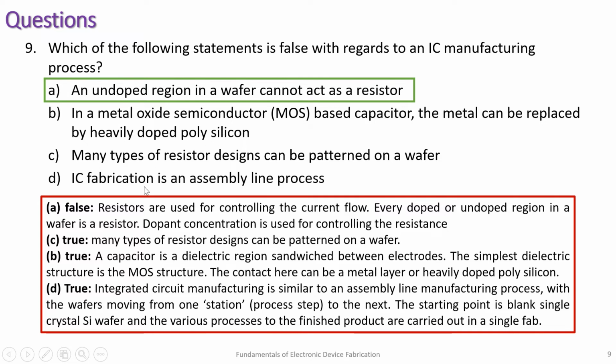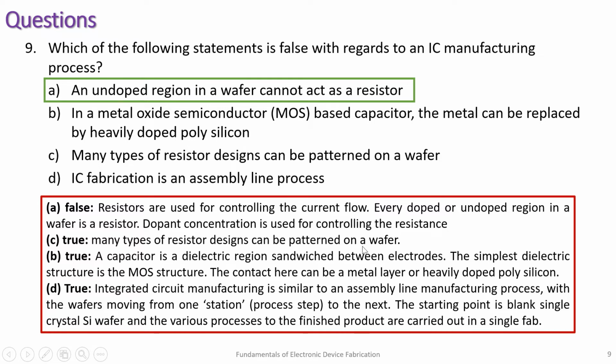So next is, IC fabrication is an assembly line process. Yes, one after the other in a sequential manner, the wafer will move from station to station, and finally we will get the complete IC. So integrated circuit manufacturing is similar to an assembly line manufacturing process. Wafers move from one station to the next. The starting point is the blank single crystal silicon wafer. Various processes are finally done to get the finished product at the end.